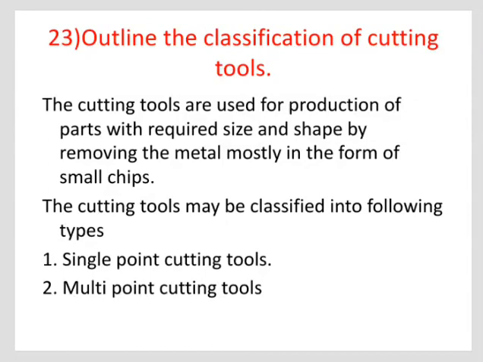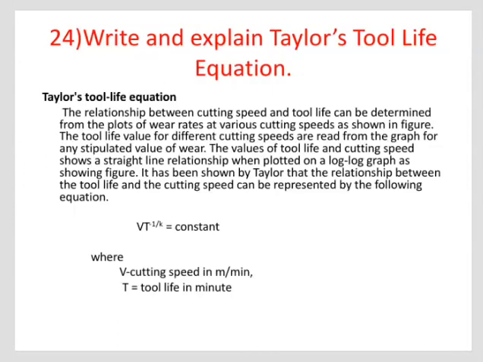Then next one is, outline the classification of cutting tools. The cutting tools are used for production of parts with the required size and shape by removing the metal, mostly in the form of small chips. The cutting tools may be classified into following types. First one is single point cutting tools and multi-point cutting tools.